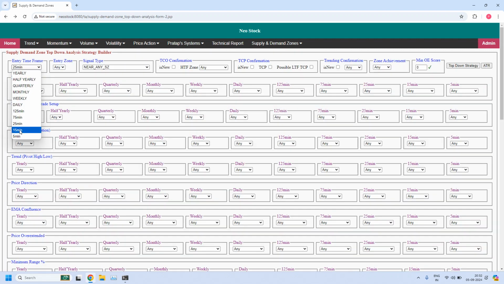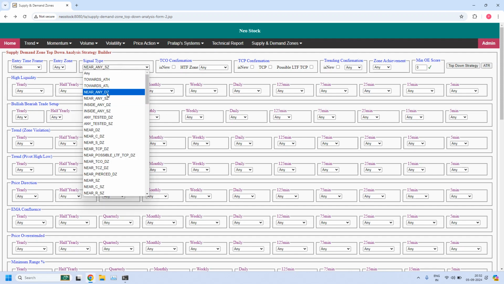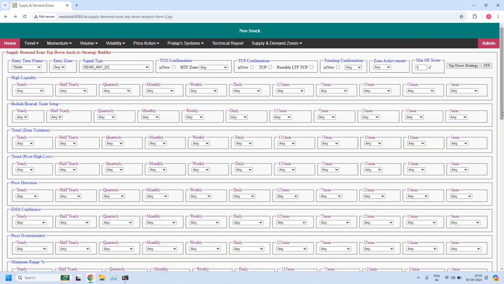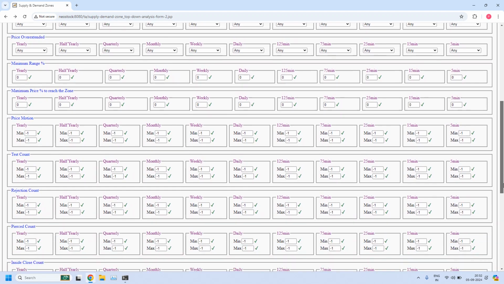Next time frame is 15 minutes. Let us find the stocks near 15 minutes demand zone. Only 2 stocks are filtered. Let us check if these 15 minutes demand zones are having HTF confluence. HTF demand zone confluence.